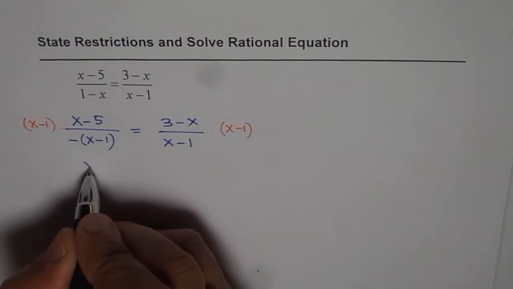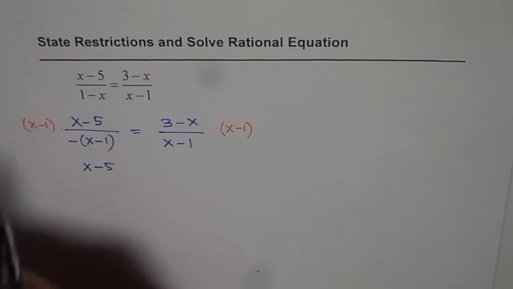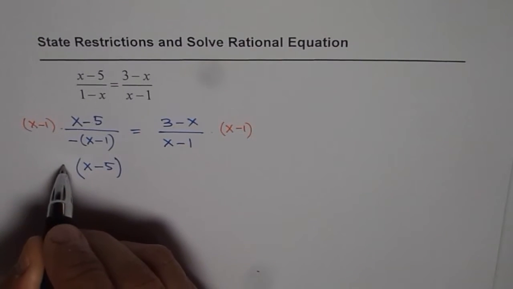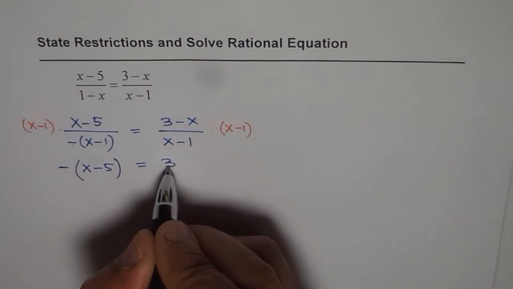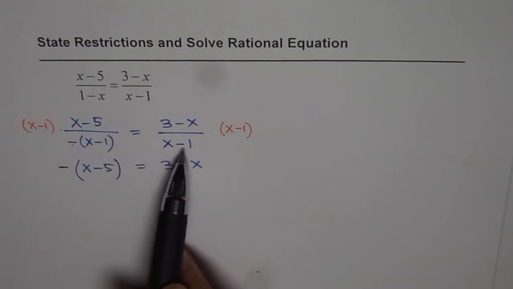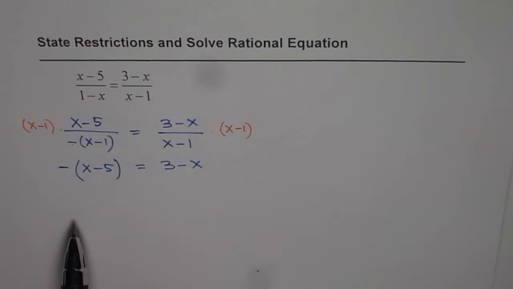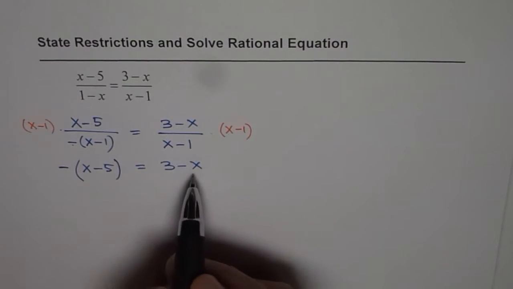Then we get x minus 5 in the numerator. This cancels out with a negative sign. So we get negative of this, correct? Because of this negative sign, equals 3 minus x. Do you see that? So that is what I'm trying to show you. So they have similar denominators, correct? Now we can bring all the terms to one side and solve for x.